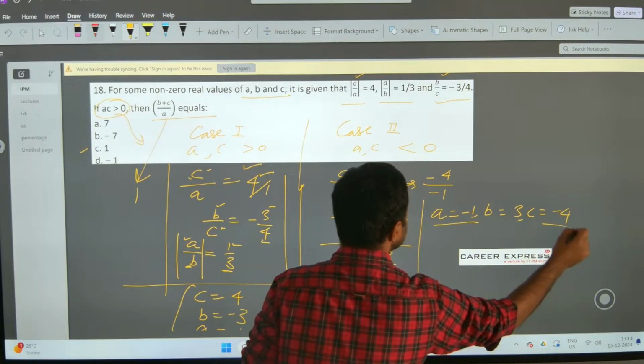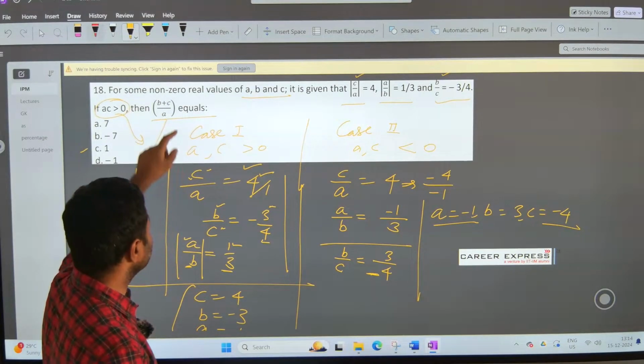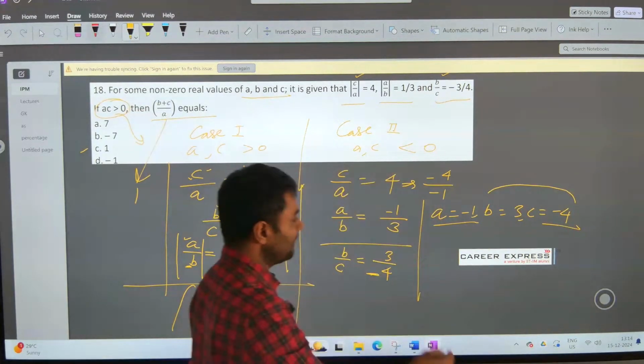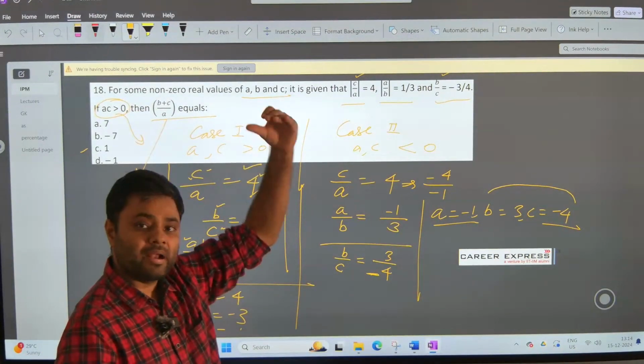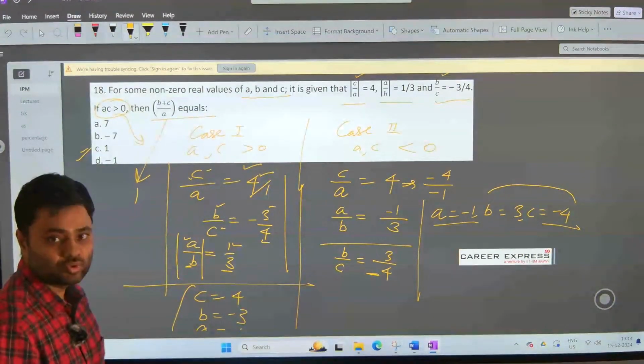So both A and C are negative. Again I can replace these values. B plus C will be 3 minus 4, so -1, upon A, which is also -1. So -1 upon -1 is 1. So again we'll get the same answer. So the answer is C.